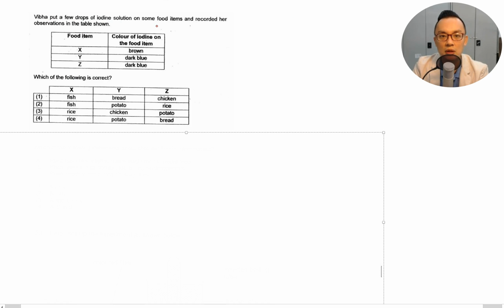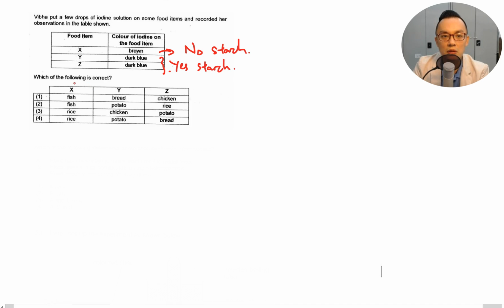So he put some iodine solution. So brown means no starch. Dark blue means yes for starch. Okay, must remember this. So which of the following is correct? So starch, Y and Z is yes for starch. So bread is actually starch. Chicken is not. Chicken is protein. Potato is starch. Rice is starch. Chicken is not. Potato is starch. Bread is starch. No starch. So fish, no starch. Rice is starch. So yes.